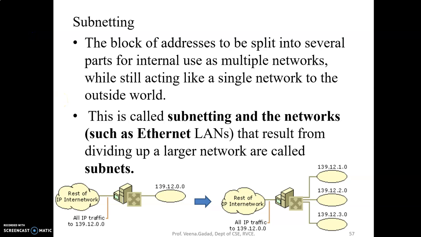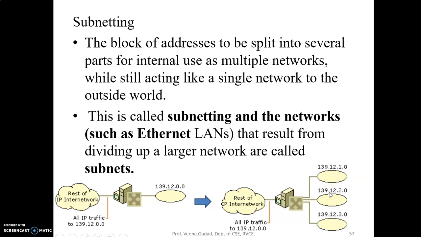In this video, we shall understand about subnetting. It is possible to split a block of addresses into several parts for internal purposes and externally act as a single network. For the rest of the network, the IP packet will be addressed as 139.12.0.0. However, internally, I want 3 separate subnetworks.